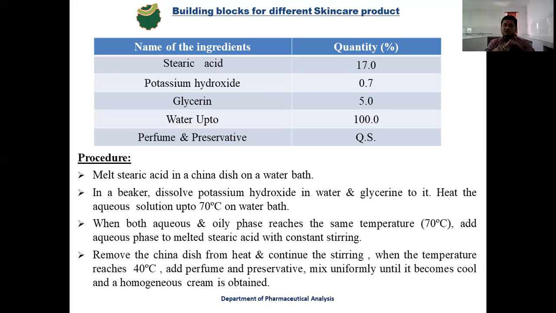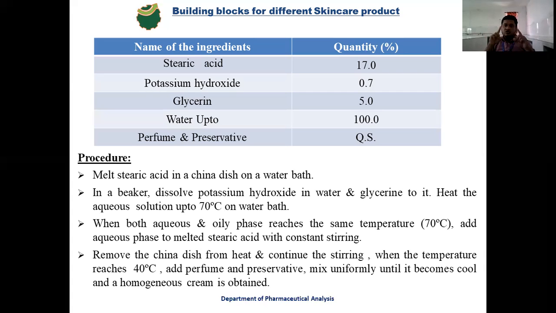Now what is the use of the potassium hydroxide? The potassium hydroxide is an alkali. The main thing is that stearic acid is a fatty substance, and the fatty substance will react with the alkali. The reaction is called saponification. When the fatty substance reacts with the alkaline substance, a soft soap is formed. And we know that soap is a type of substance which acts as an emulsifying agent.